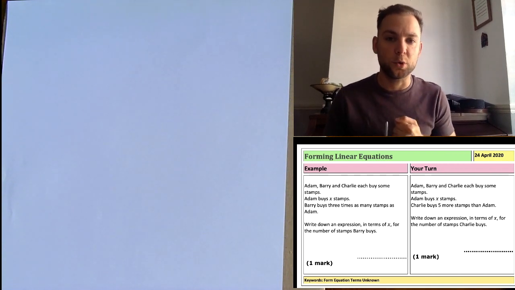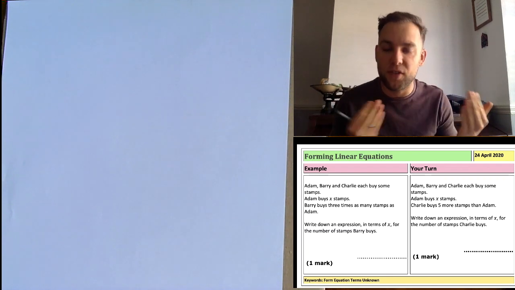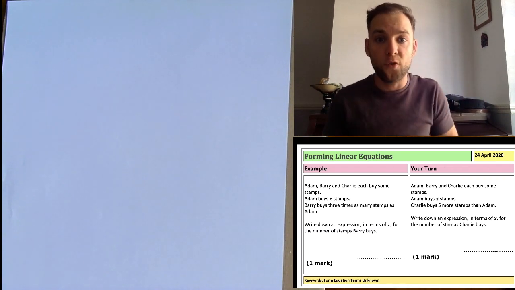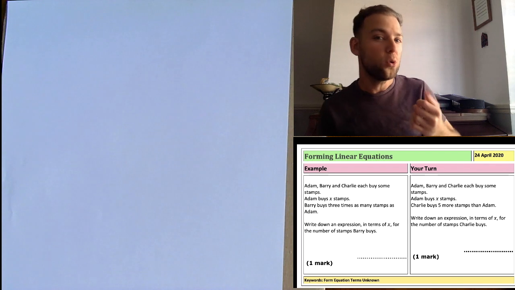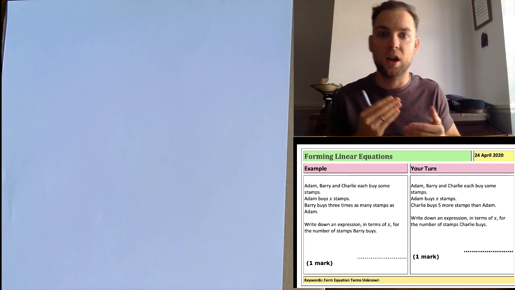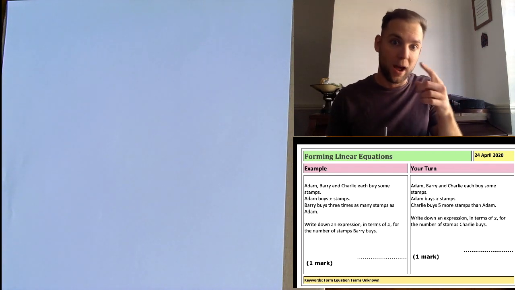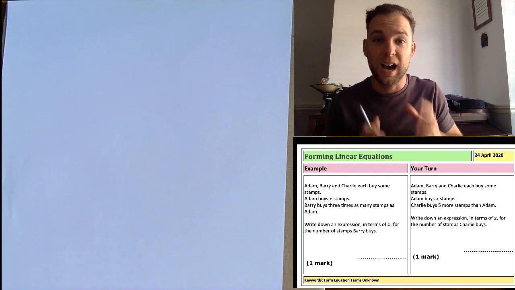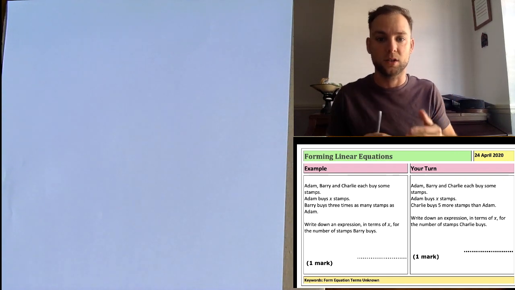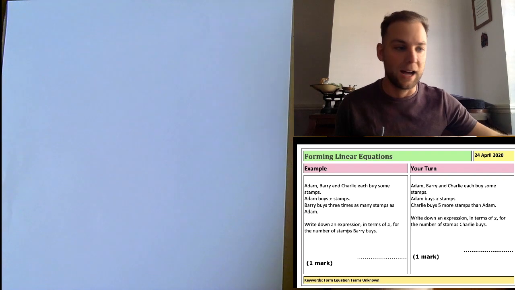And the reason that everybody always struggles with it is because there's so many different things that you have to know. Not only are you solving equations, but also you have to know things like area, angles, you have to know how to form expressions, and all of these things can be quite overwhelming. So we're going to go through them slowly and have a little look at them.